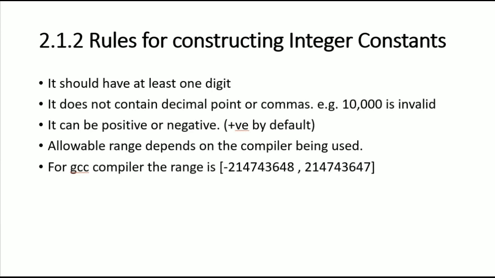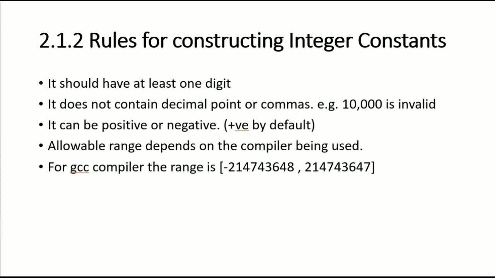Now next comes rules for constructing integer constants. C is a programming language, and like any language, there is a set of rules which need to be followed. So for integer constants also we need to follow some rules. First one is pretty obvious, that we need to have at least one digit. The second one is it should not contain any decimal point, because if it contains a decimal point then it will become a real constant, or commas.